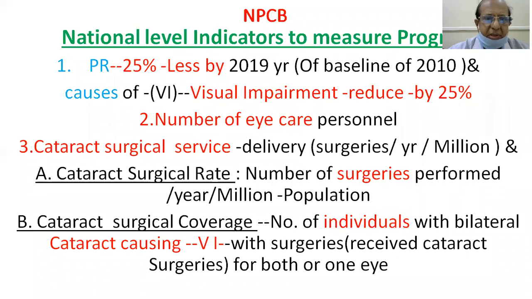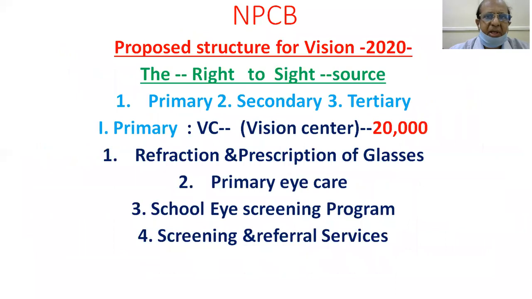Coming to the cataract surgical rate, it is surgeries performed. Cataract surgical coverage is individuals covered by visual impairment categorization. The Right to Sight, it may be a short note. Right to Sight source: primary, secondary, tertiary levels will be dealt with.